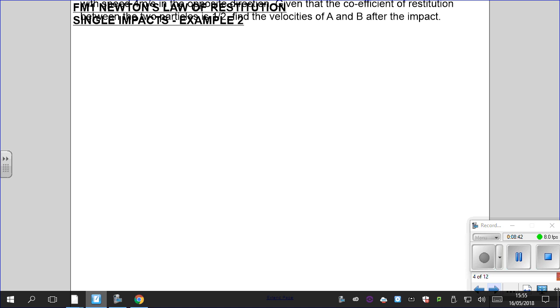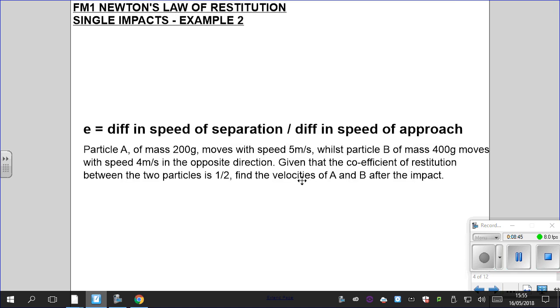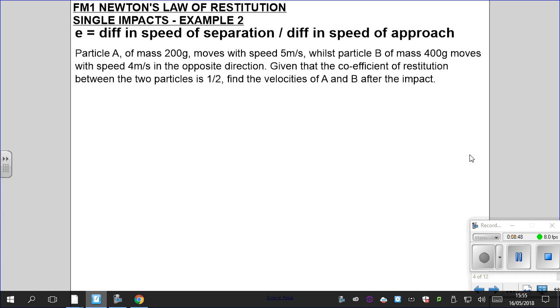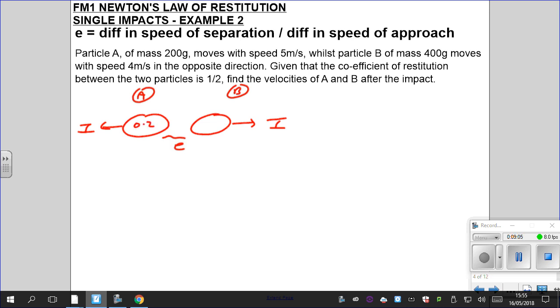Example 2, which is up here. Let's bring this down. Okay, a bit more involved now. So, same setup. A, B, ball. E is between them. They're colliding. See, immediately I'm setting this up in exactly the same way. 200 g, that means 200 grams, but we always work in kilograms. And it says that A is going with 5 meters per second. Good. B, 0.4, moving in the opposite direction with 4. Given that the coefficient of restitution is a half, find the velocities of A and B.